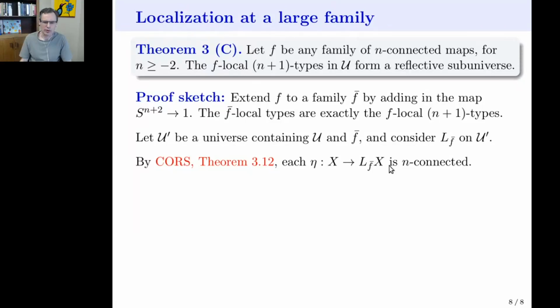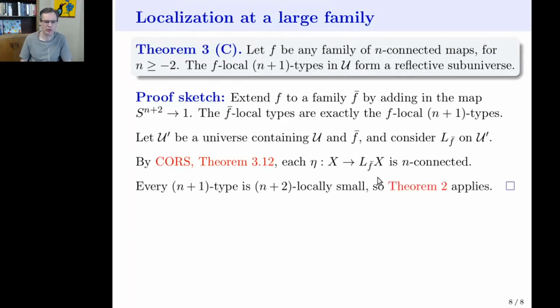Also, these targets here, they're all n plus 1 types, and an n plus 1 type is always n plus 2 locally small. So that means we can apply the previous theorem. We've got n-connected maps to n plus 2 locally small types, so we can restrict the reflective subcategory to the smaller universe using the previous theorem.